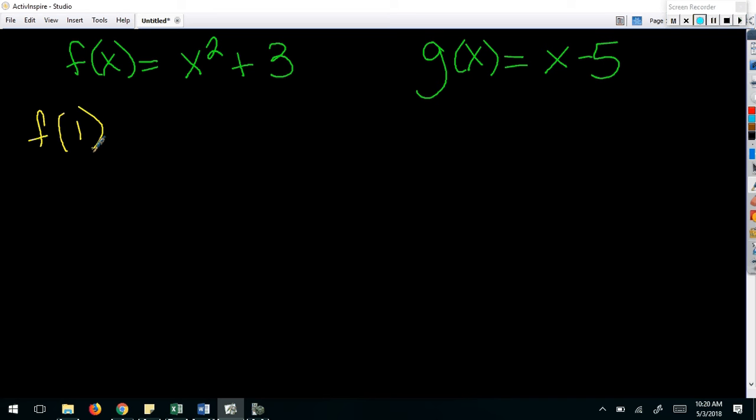F of 1. So you plug in 1. 1 replaces the x. Exponents always come first, and then we add. If you're plugging in a number, you should get a number back out. If you're plugging in a variable, you're going to get a variable back out.